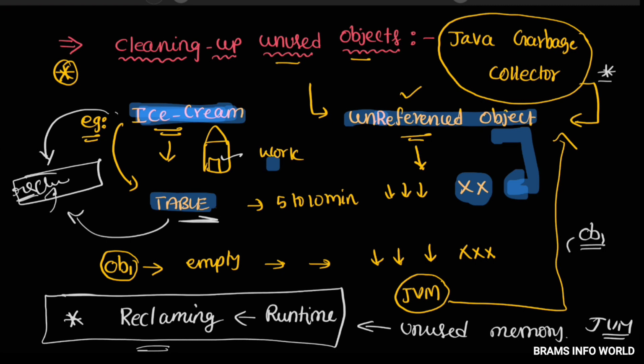So this OB1 is not going to be used, so you are going to be reclaiming the memory. Who will do that? That is going to be done by the garbage collector. So that is nothing but cleaning up of unused objects, right?